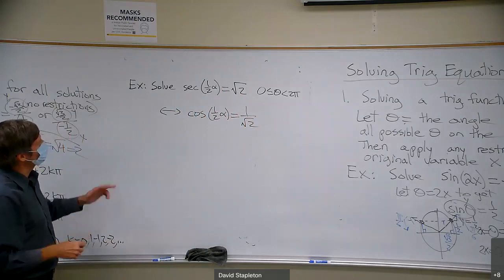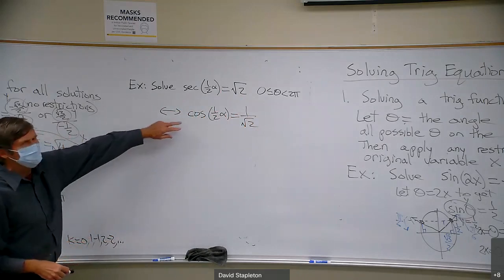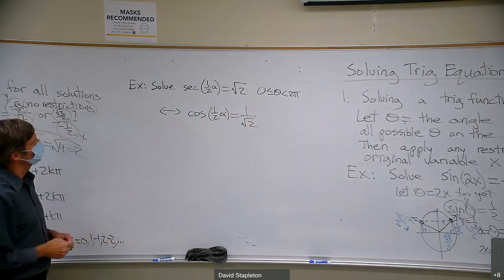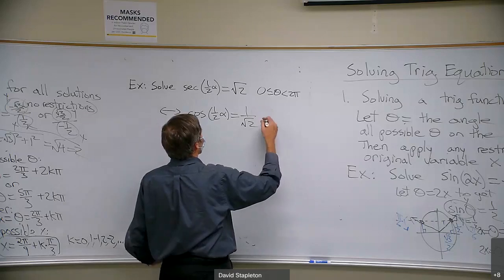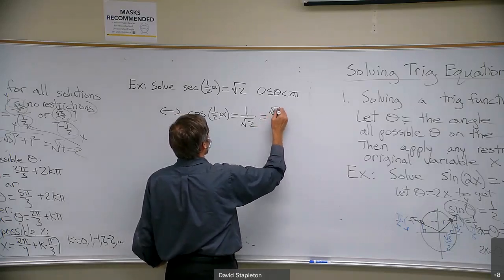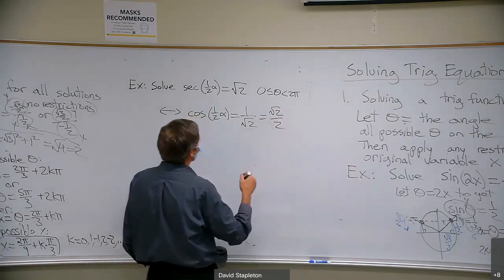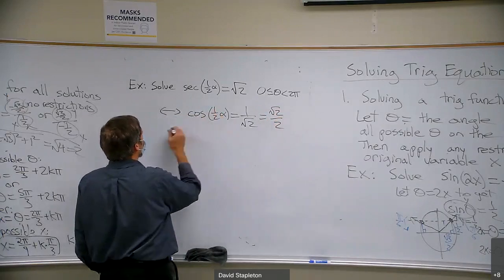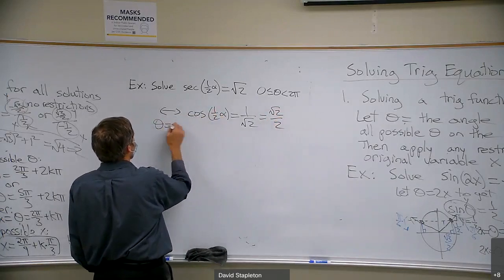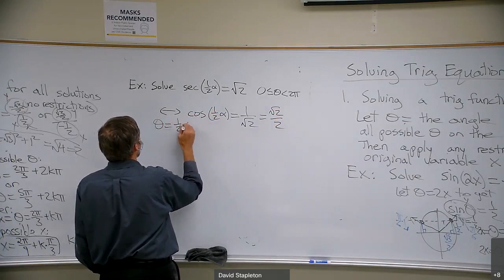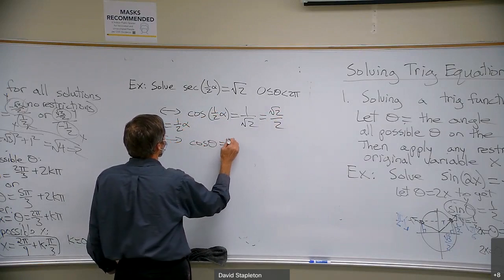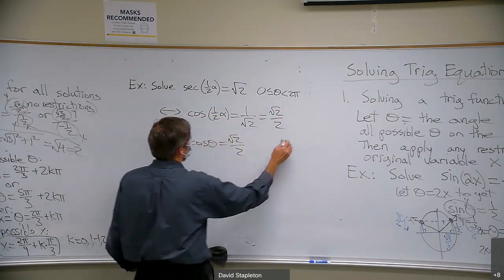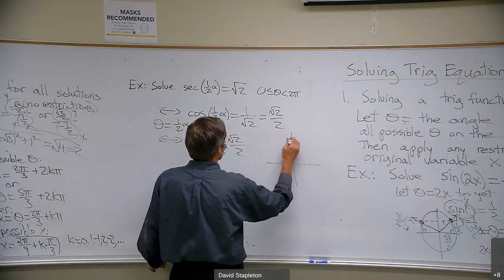So if you see a secant or cosecant problem, just take the reciprocals, solve it as a sine or cosine problem. And the way to do this one is recognize that 1 over square root 2, if I multiply top and bottom by square root 2, is also square root 2 over 2. Well, yeah, that looks like something out of a triangle. But we make the same substitution. We let theta equal whatever angle is here, in this case 1/2 alpha, to get cosine theta equals square root 2 over 2. And now I can solve it on the unit circle.